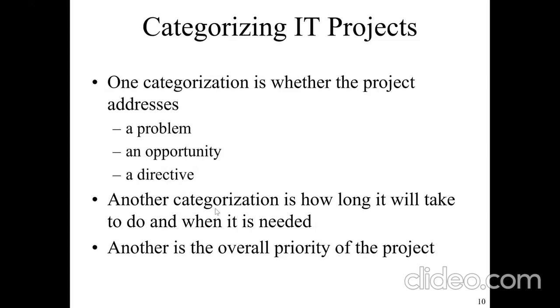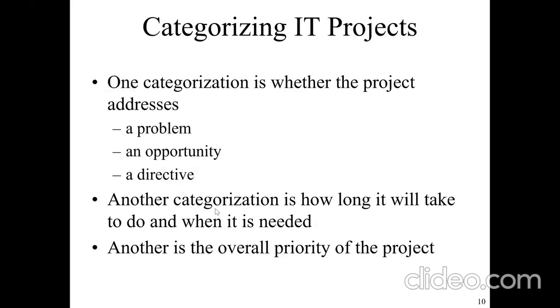So we can categorize projects also into how long it will take to do them or when it is needed. The project is needed in the next year, the next month, or next 5 years. It can also be how long it will take to do. Maybe this project will take us 2 years to complete. So let's put all the 2 years projects somewhere. Let's put those that will take us 6 months somewhere, so we can categorize projects on these lines also.